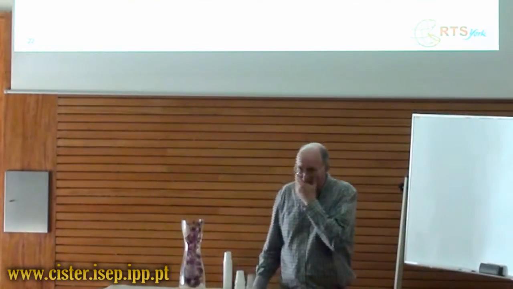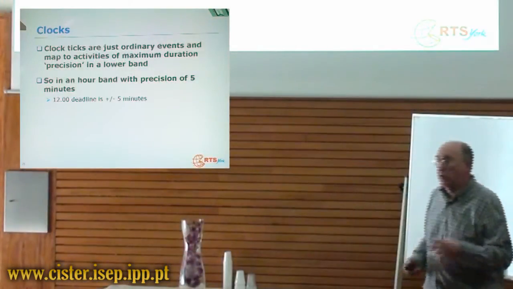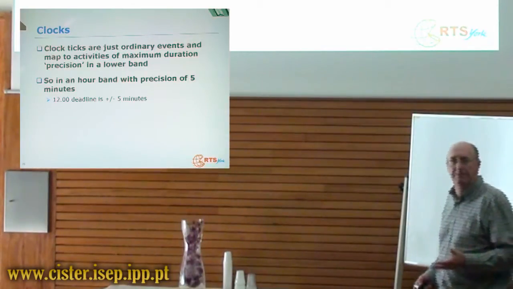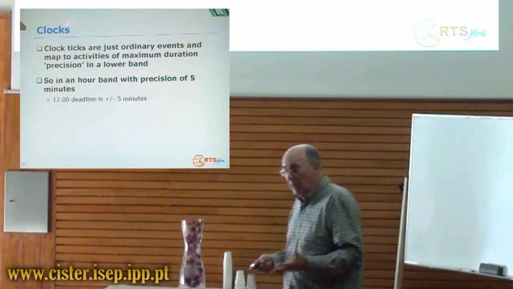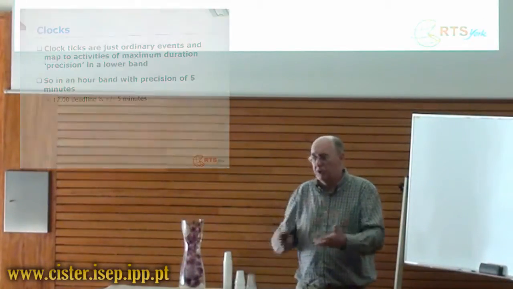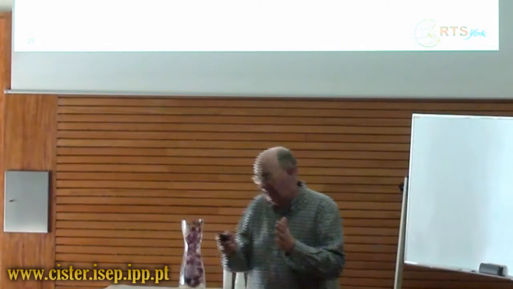So progressing, clocks are useful, abstract clocks, the idea of time like 10 o'clock, 11 o'clock, 12 o'clock in the hour band. So the precision will mean what you mean by 12 o'clock. You mean 12 o'clock plus or minus the precision of that band. So if you're meeting somebody at 12 o'clock, you have a natural tolerance, which might be cultural. In Portugal, it's plus or minus 15 minutes. In most countries, it's a bit tighter.